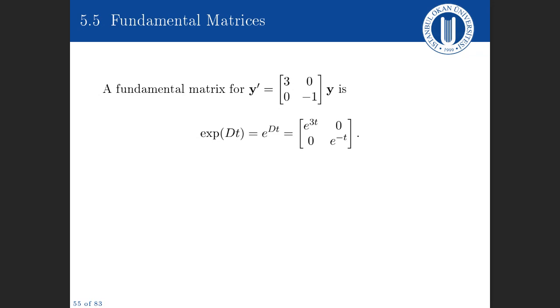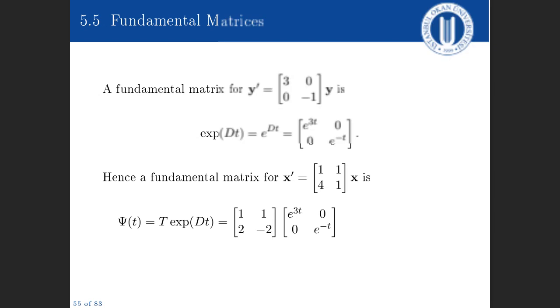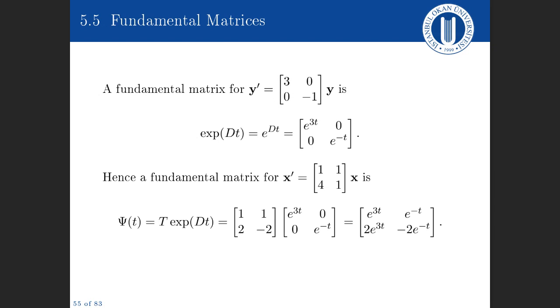And then as soon as we know this, we just multiply on the left by T, like this, and we end up with a fundamental matrix for the equation that we started with. This is a method we're going to be using next week when we look at non-homogeneous linear systems. So please revise these ideas before next week when we start looking at more difficult equations.